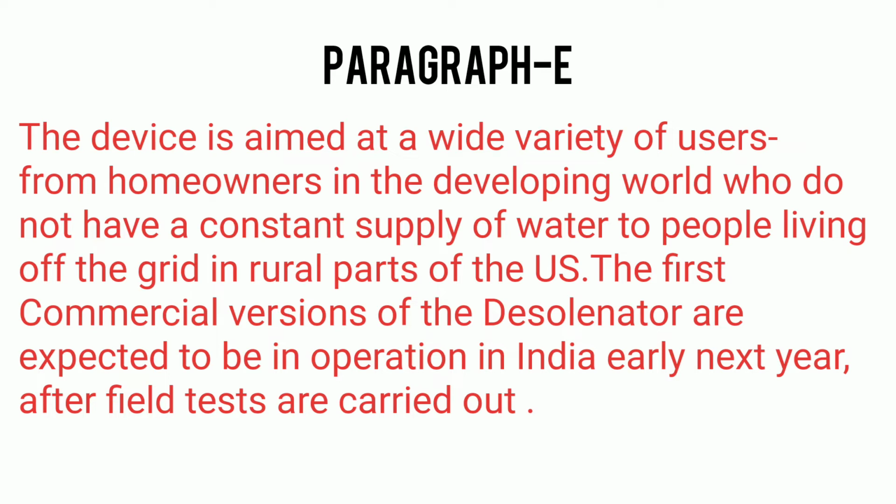Okay, so basically what the topic sentence of paragraph E is saying is the aim, the why it has been developed. The nature of this device is aimed at a wide variety of users, so that it can reach a wide variety of people. Okay, let us see the headings now.